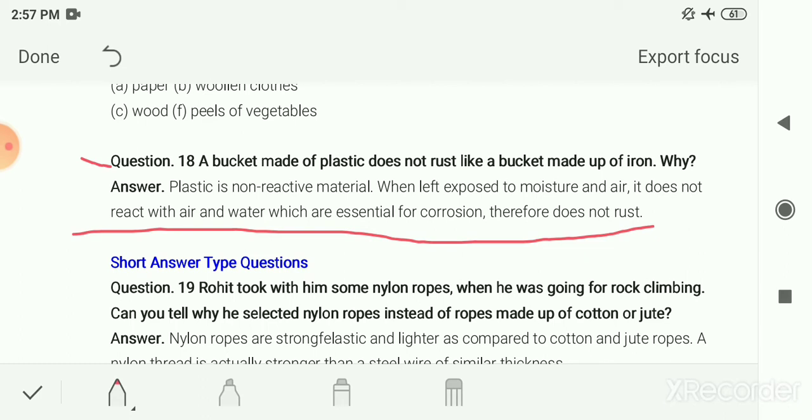For rusting or corrosion, it is necessary that the material reacts with air and water. But plastic is non-reactive with air and water, whereas in the bucket made of iron, iron is reactive and reacts very fast with water and air. So you will find rust on the iron bucket, while you will not find rust on the plastic bucket, as plastic is non-reactive to water and air.